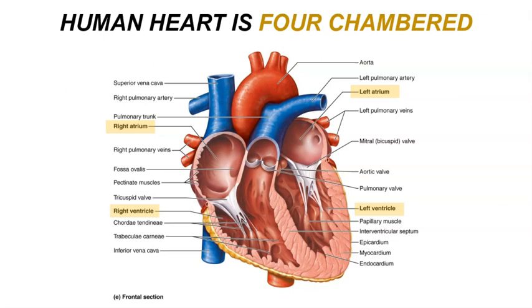The human heart is a four-chambered structure. There are two atria and there are two ventricles. The two atria, that is the right and the left atrium, are on the superior aspect of the heart.